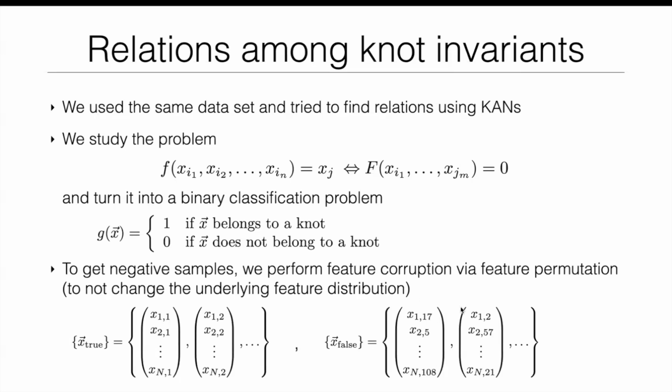So now I have a new vector where I have just randomly permuted these things, and this most likely does not correspond to a knot anymore. And then I'm just training this function to be 0 if it corresponds to a knot, and 1 if it doesn't correspond to a knot. This helps with avoiding just learning the trivial function.